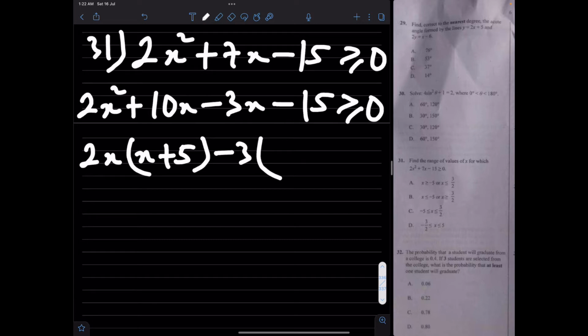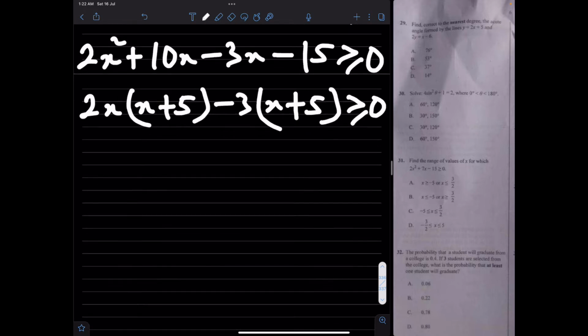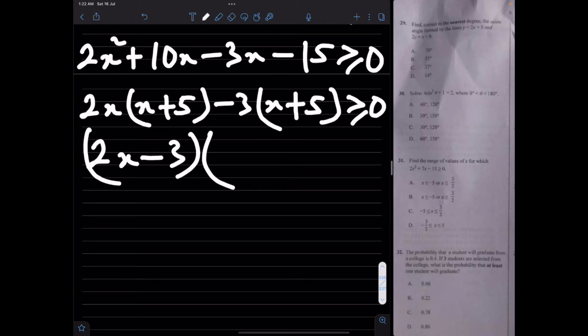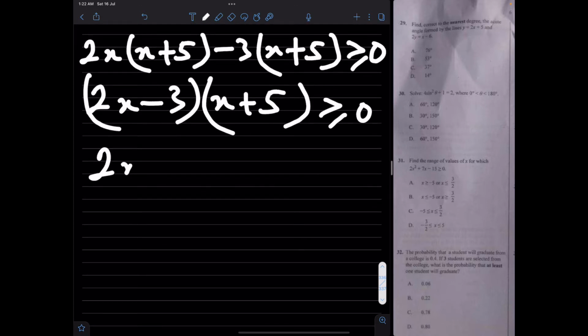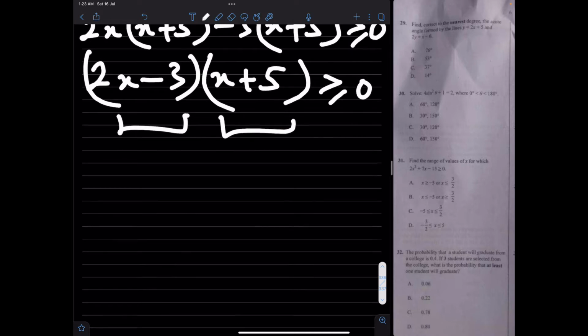minus 3 into bracket x plus 5 is greater than or equal to 0, which means 2x minus 3 times x plus 5 is greater than or equal to 0. Okay, this is what I'm going to do. If the product of these two factors is greater than or equal to 0, that simply means the two of them are greater than or equal to 0, or the two of them are less than or equal to 0.